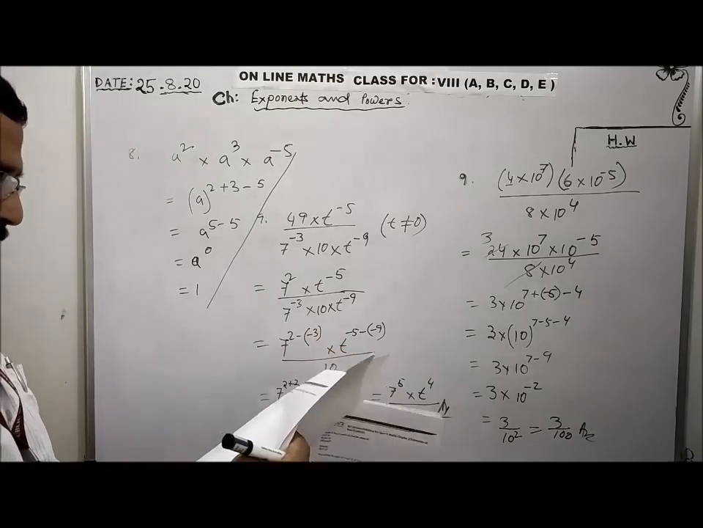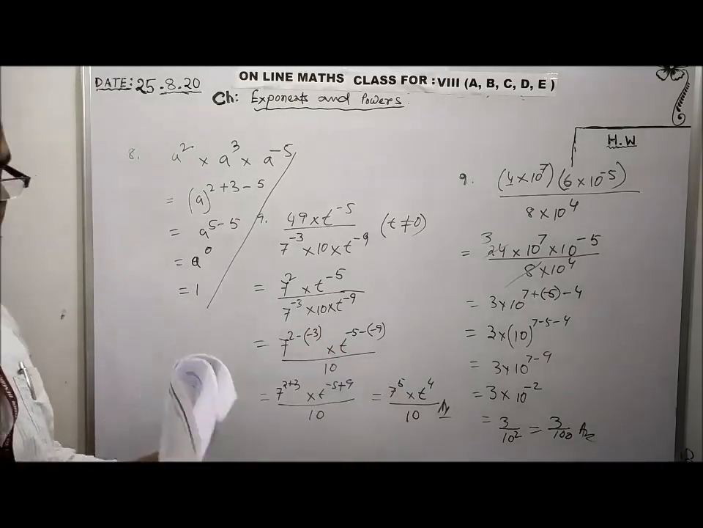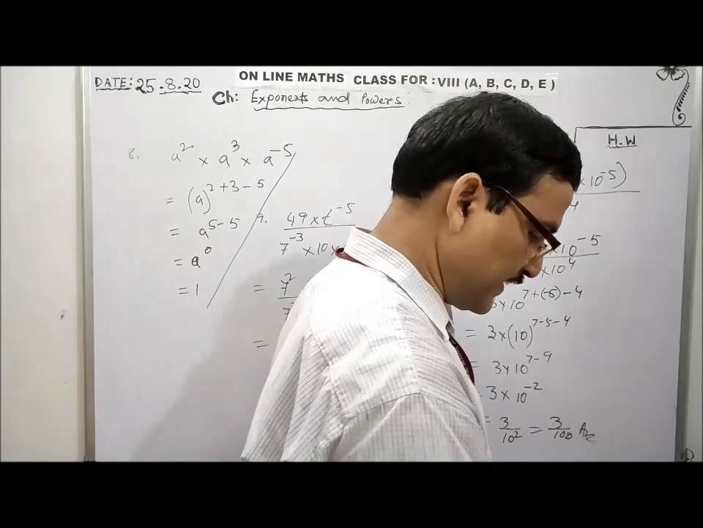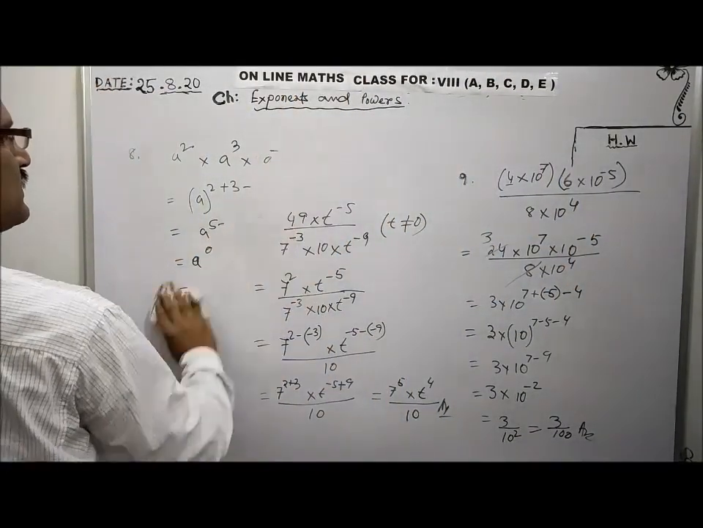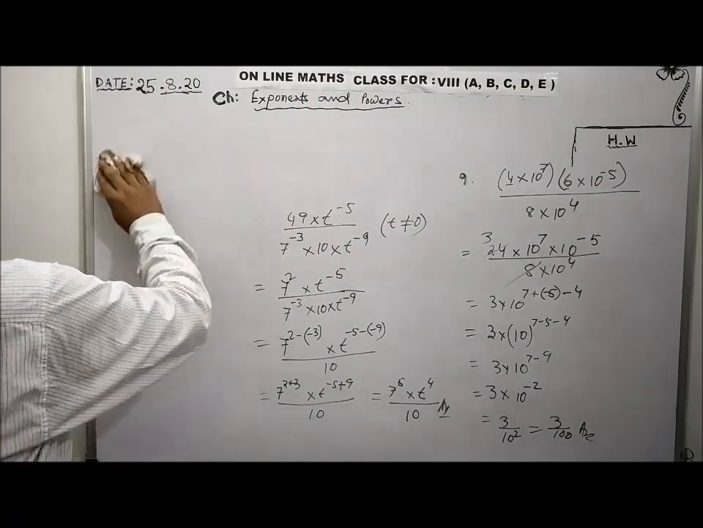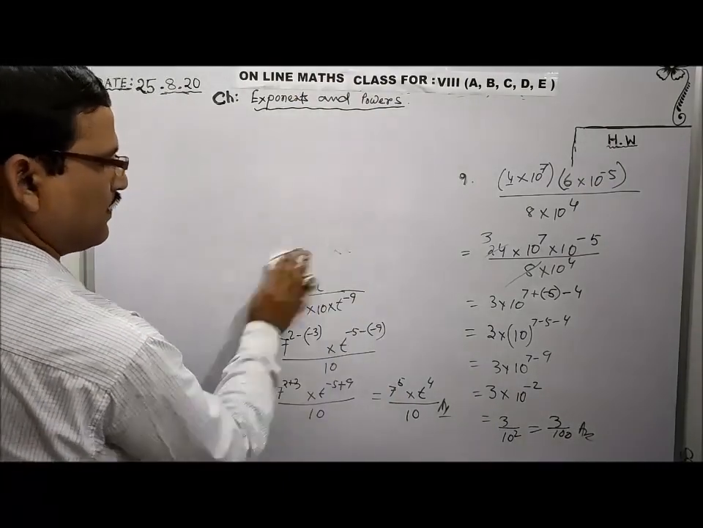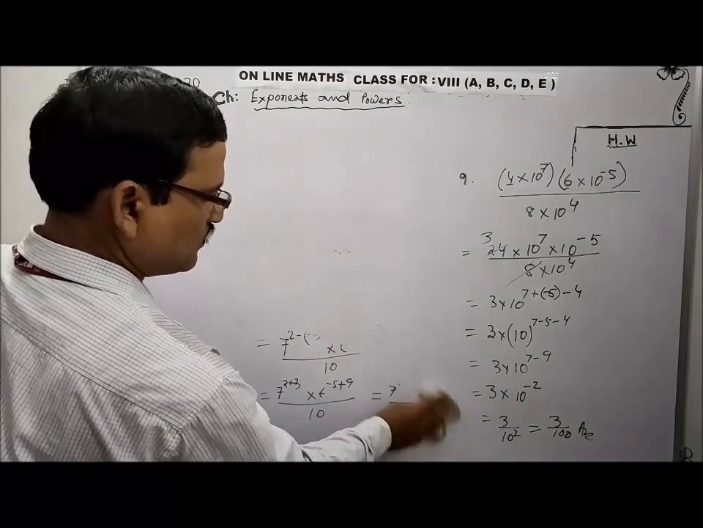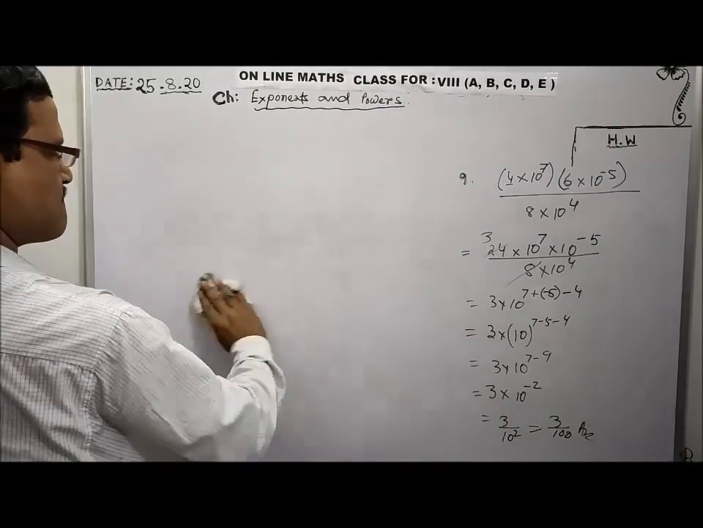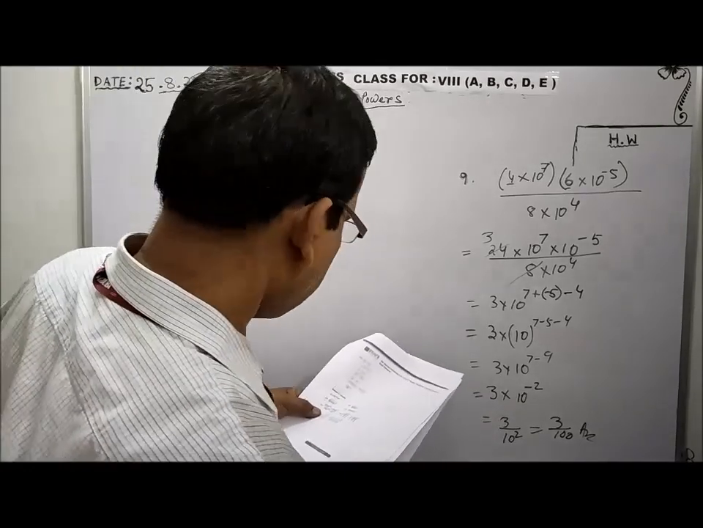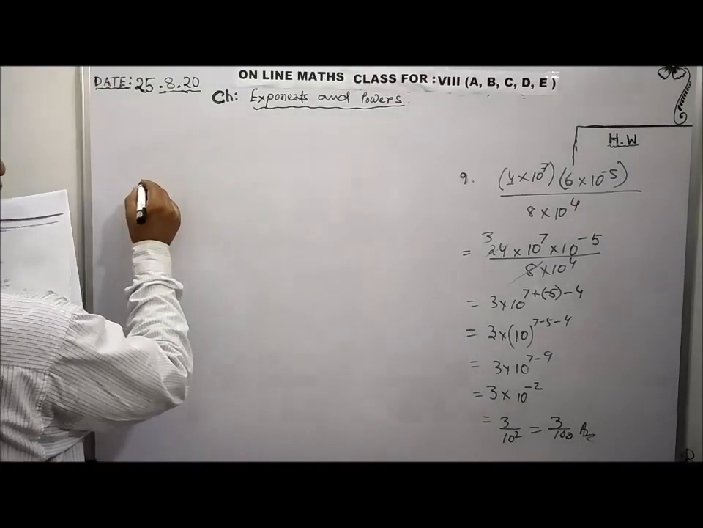Now here, as I told you, two forms are there. One is the radical form, one is the exponential form. I am just giving you one example, how and in what way we have to solve those questions. Okay, say question number 10.